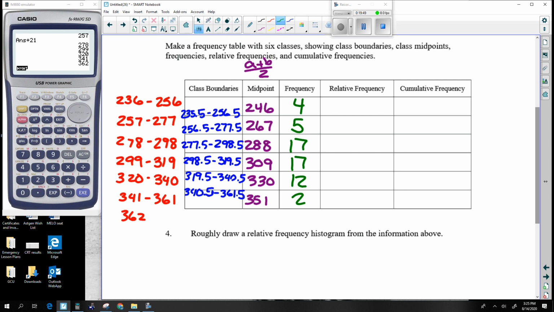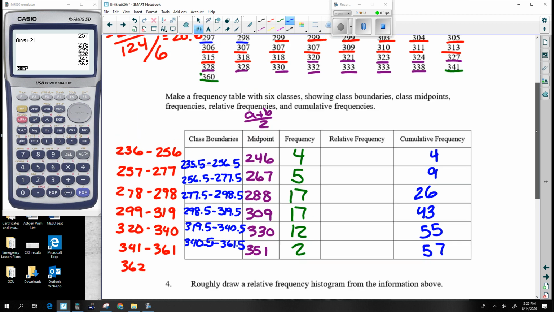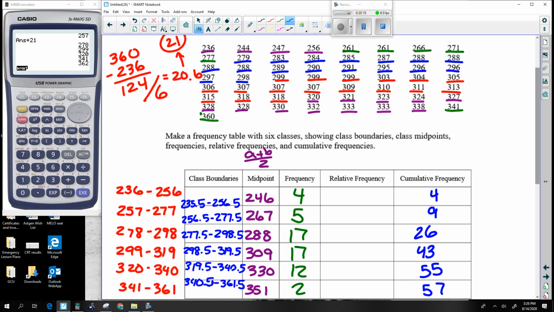Cumulative frequency. Cumulative frequency is the frequencies added up. So that's 4. So that's 4. 4 plus 5 plus 17 plus 17 plus 12 plus 2. 57.